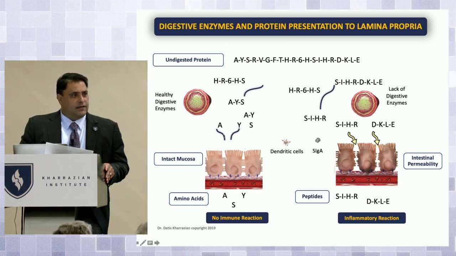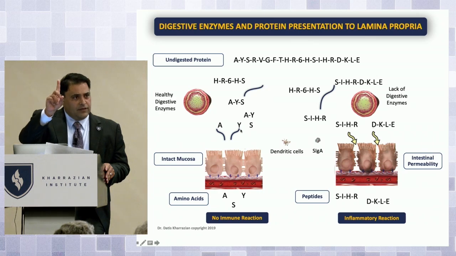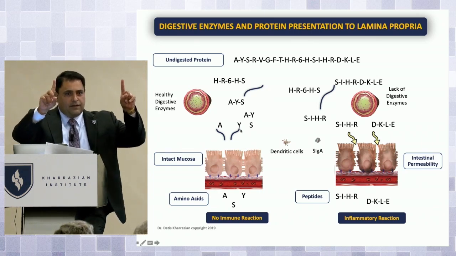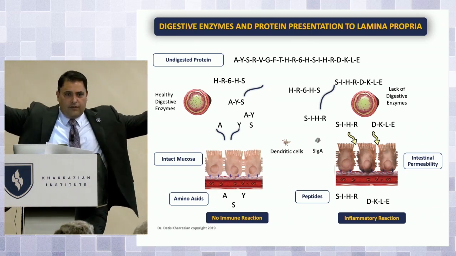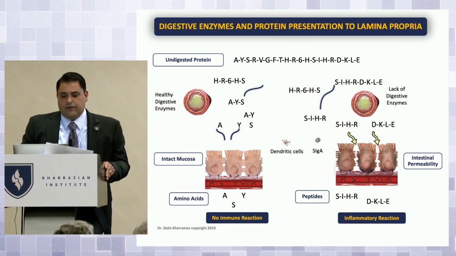You see that? Each letter is an individual amino acid. So think of each letter as an individual amino acid. A peptide is a cluster of them, and a protein is a whole bunch of different clusters of letters. Once an amino acid is developed from the breakdown, there's no immune reaction against it. Everything's good, even if they had leaky gut.